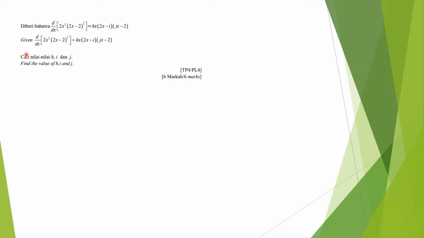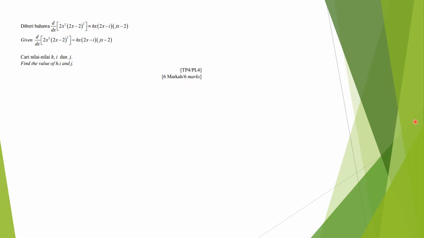They ask, given the differentiation of 2x squared in bracket 2x minus 2 squared equals to hx in bracket 2x minus i in bracket jx minus 2, find the value of h, i, j. That means they ask to differentiate this expression, then you will get the answer. So you compare and you find what is h, i and j.